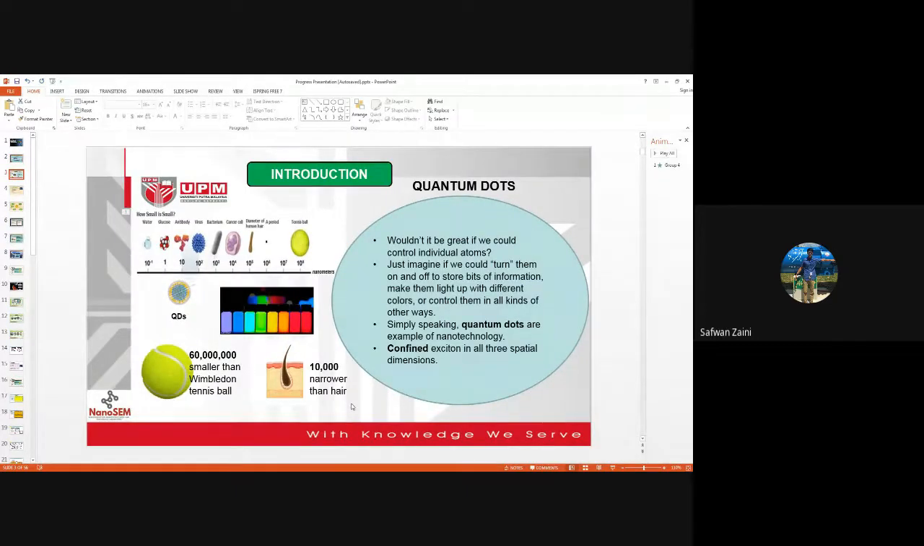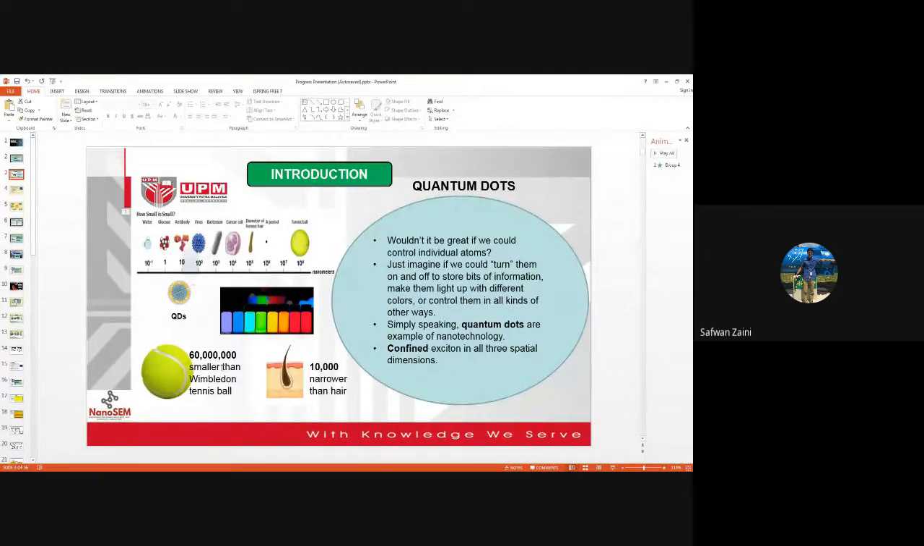So as an introduction, wouldn't it be great if we could control individual atoms? Just imagine if we could turn them off and on to store a bit of information, make them light up with different colors, or control them in all kinds of other ways. Simply speaking, quantum dots are an example of nanotechnology, and can be defined as a particle with physical dimension smaller than the atom radius. It is a zero-dimensional system where they confine the exciton in all three spatial dimensions.